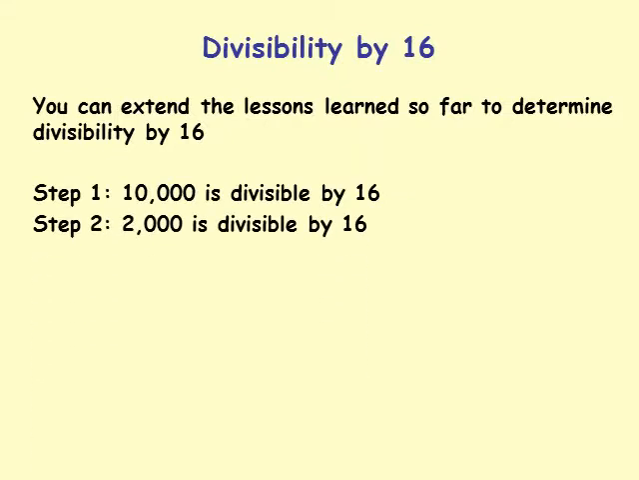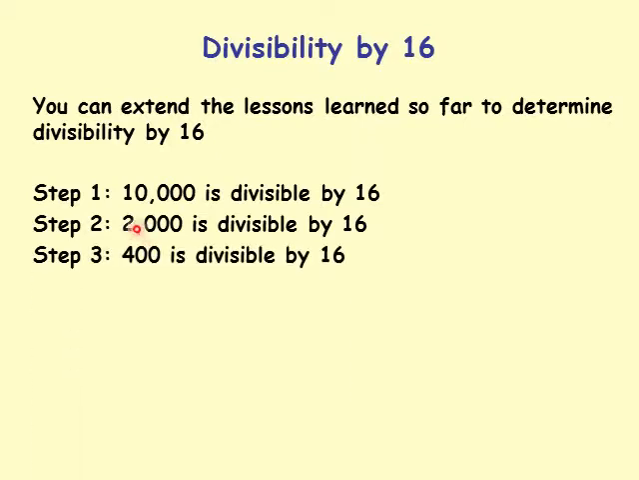Let's continue. After we've taken all the 10,000s, we take all the 2,000s we can, and whatever is left is the remainder of dividing by 2,000. The remainder from the first step is used as the dividend in the next step, divided by 2,000, and we look at the remainder. We're taking away all the 2,000s we can, and anything left over is the remainder, and then we need to worry about whether that remainder is divisible by 16.